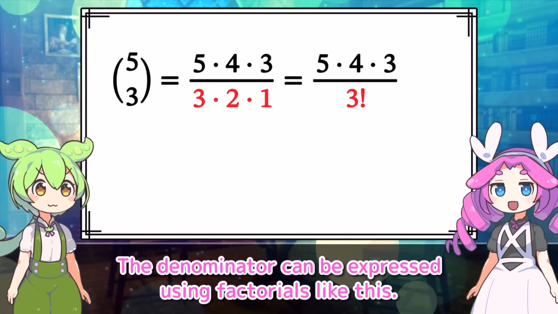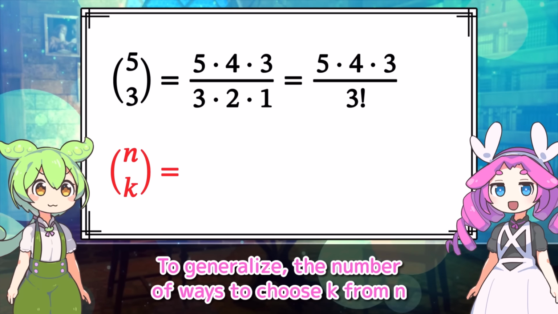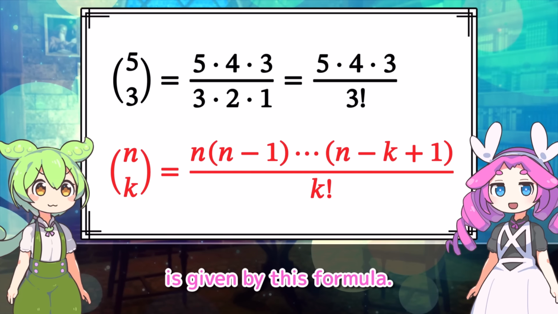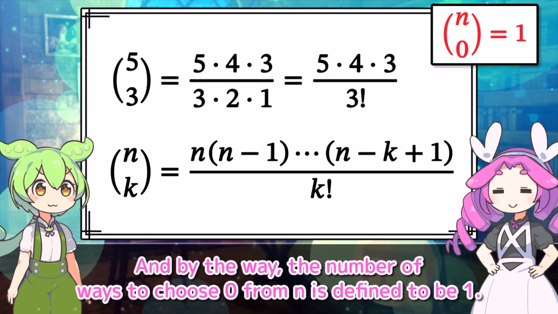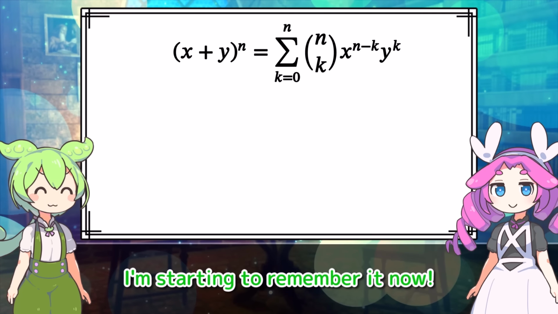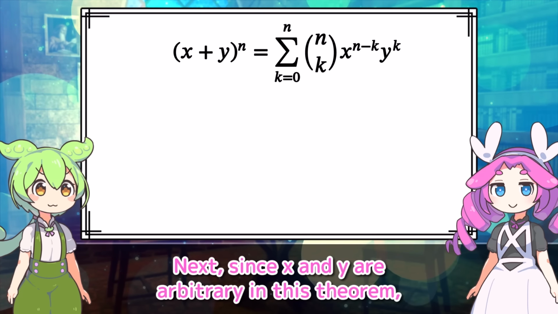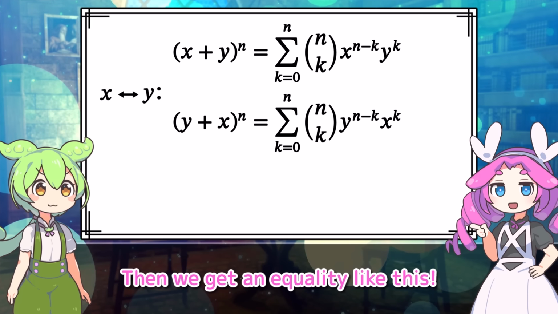The denominator can be expressed using factorials like this. Oh, I remember that. To generalize, the number of ways to choose k from n is given by this formula. And by the way, the number of ways to choose 0 from n is defined to be 1. That's the review of the binomial theorem. I'm starting to remember it now. Next, since x and y are arbitrary in this theorem, let's swap x and y. Then we get an equality like this.